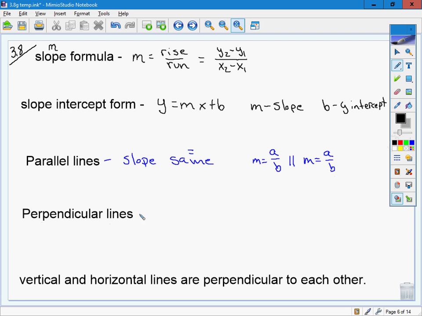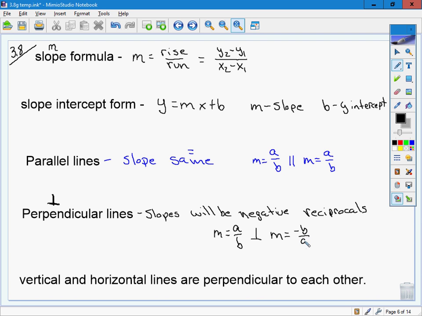With perpendicular lines, the slopes will be negative reciprocals of each other. And remember that perpendicular has a symbol as well. It's kind of an upside down T. So the slope of one line is a over b. To be perpendicular to it, the slope of the other line would have to be negative b over a.